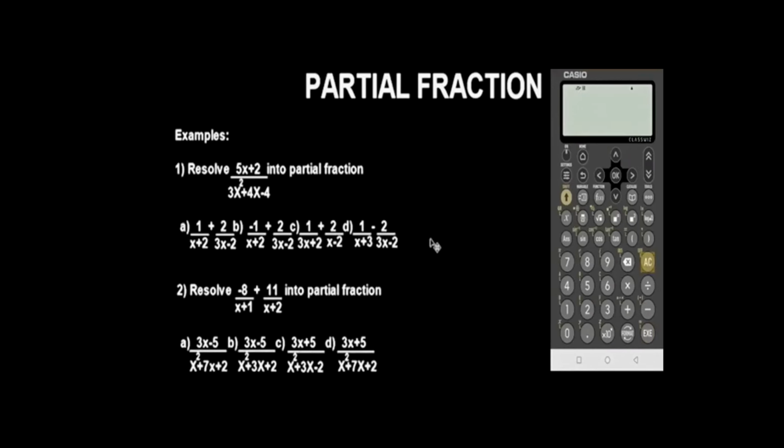So let's begin with option A. In fraction, we have 1 over x plus 2. Alright, then count this place. We have plus in fraction, we have 2 over 3x minus 2. So that's it guys.